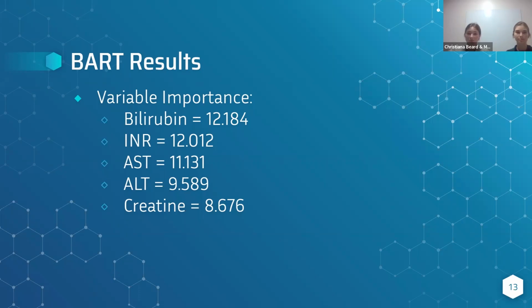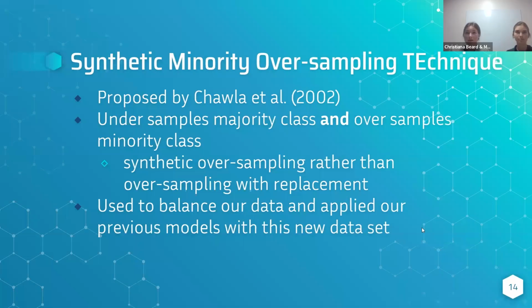Another method that we applied to our data set was the synthetic minority oversampling technique, or SMOTE. This was proposed in 2002, so it's also newer, but probably more well-known than BART. What this helps with is unbalanced data sets, and it helps balance them.